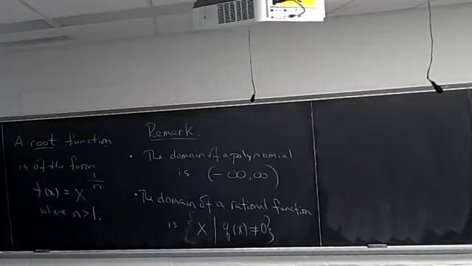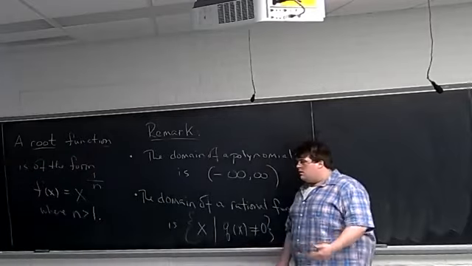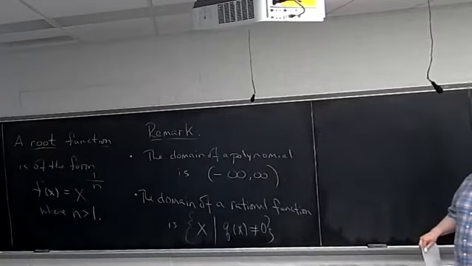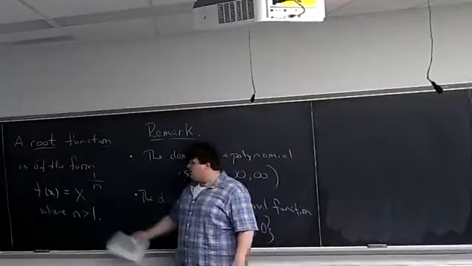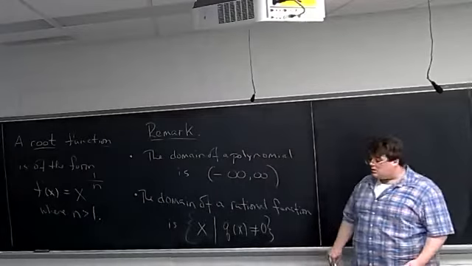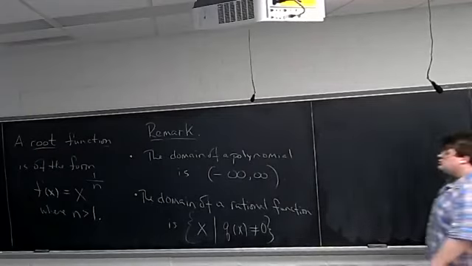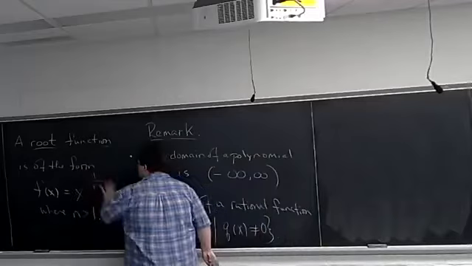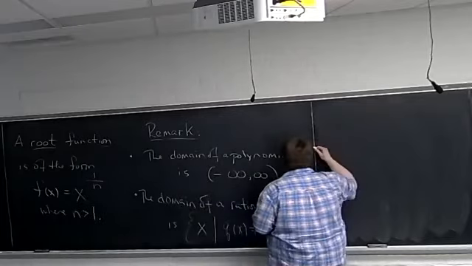What is the square root of a positive number? Well, it's some other positive number. What is the cube root of a positive number? It's some positive number. What about negative numbers? What's the square root of a negative number? Well, the square root of a negative number is not defined on the real number line. But the cube root of a negative number is defined because, for example, negative 1 cubed is negative 1. So these root functions are going to have different domains based on whether n is even or odd. So let's write that down.